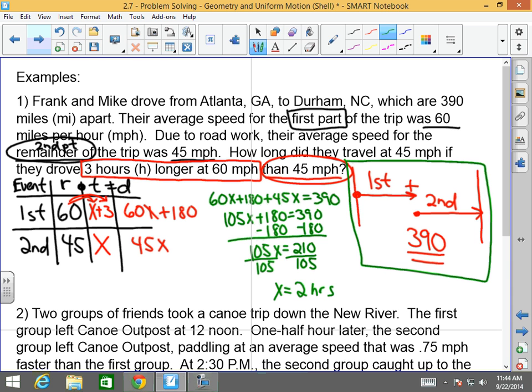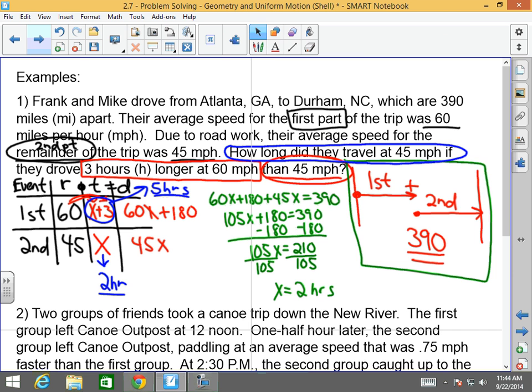Now, we're not done. The question was, how long did they travel at 45 miles per hour? Well, at 45 miles per hour, that's equal to x. So they traveled for 2 hours at 45 miles per hour. If they asked for how long did you travel at 60 miles per hour, you would plug the x into the time of 60 miles per hour, which would be 5 hours. And bada bing, bada boom, you're done.